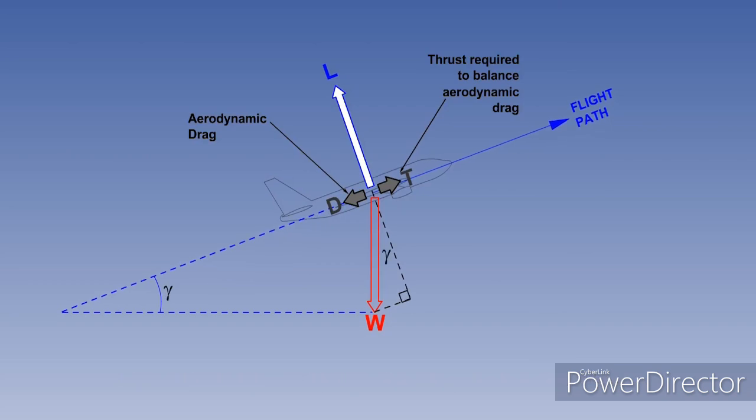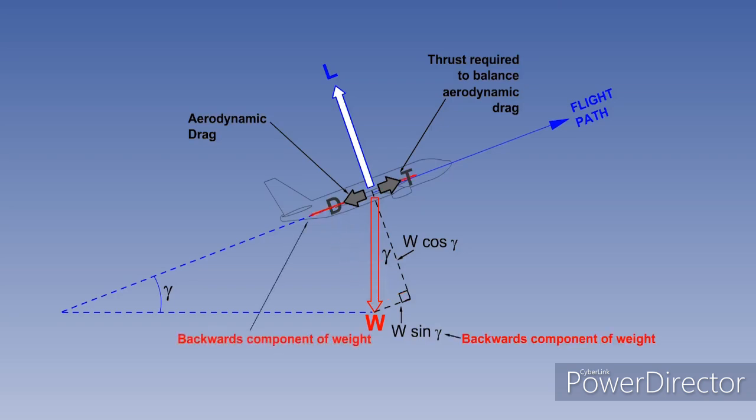Weight, W, can be resolved into two components, one opposing lift with a value of W times cosine gamma, and the other acting in the same direction as drag with the value of W times sine gamma. This backwards component of weight, when added to the drag, creates a requirement for more thrust to re-establish equilibrium for steady flight.